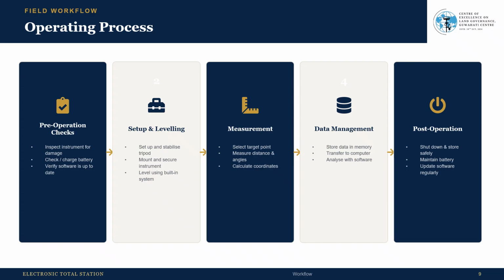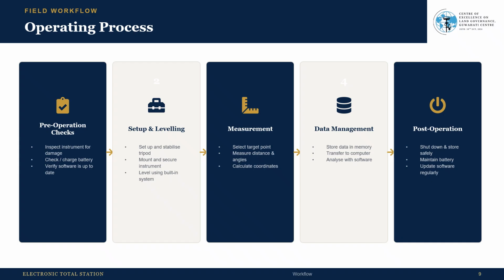Let us now look at the typical workflow for operating an electronic total station in the field. The first step is pre-operation checking. Inspect the instrument, check the battery, and verify that the system is ready for operation. The second step is setup and leveling. The tripod must be positioned securely, the instrument mounted properly, and the instrument carefully leveled.